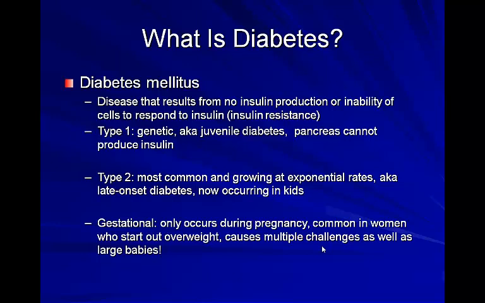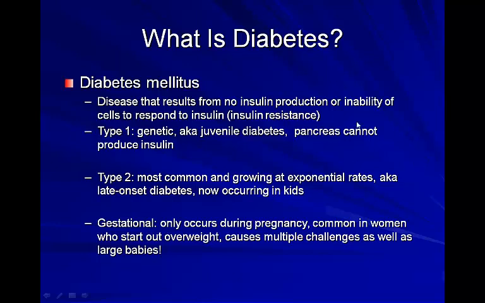First of all, diabetes is a disease that results from either no insulin production, or the inability of the cells to respond to insulin, or the inability of the pancreas to make enough. There's 2 major types. Type 1 is a genetic disorder. Used to be called juvenile diabetes because that's when it would be diagnosed. The pancreas just can't produce any insulin. There's a genetic deformity or a genetic mutation in the insulin gene, so that the body can't make insulin protein properly. So when it makes the insulin, it doesn't function the way it's supposed to.